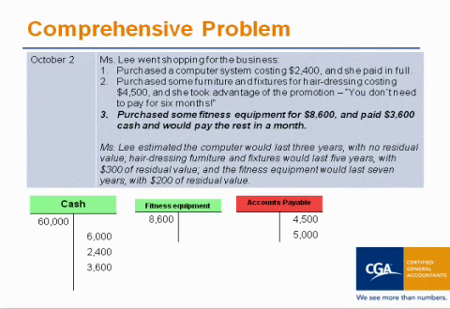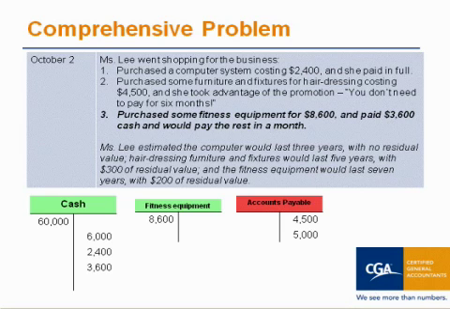So what else are we told for October 2nd? Ms. Lee estimated the computer would last 3 years with no residual value. Hairdressing furniture and fixtures would last 5 years with a $300 residual value, and the fitness equipment would last 7 years with $200 of residual value. And what this means is that she's estimating, it's not a certainty, that in 3 years the computer equipment will be used up and worth nothing. So we need to depreciate, we need to amortize that over 3 years.